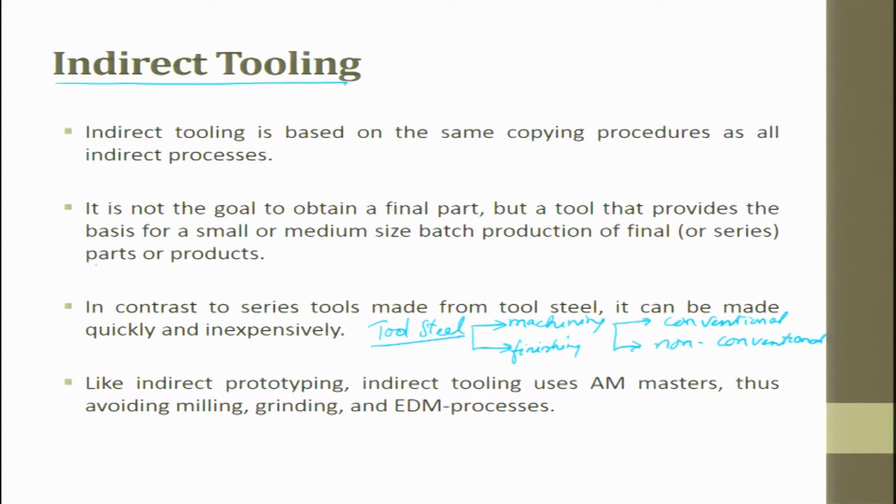Like indirect prototyping, indirect tooling uses additive manufactured masters, thus avoiding milling, grinding and other EDM processes. So, what is happening? Making of a tool is also expensive, by the way. When we try to make a conventional die, it is expensive, so the justification comes only by making a larger number of parts.